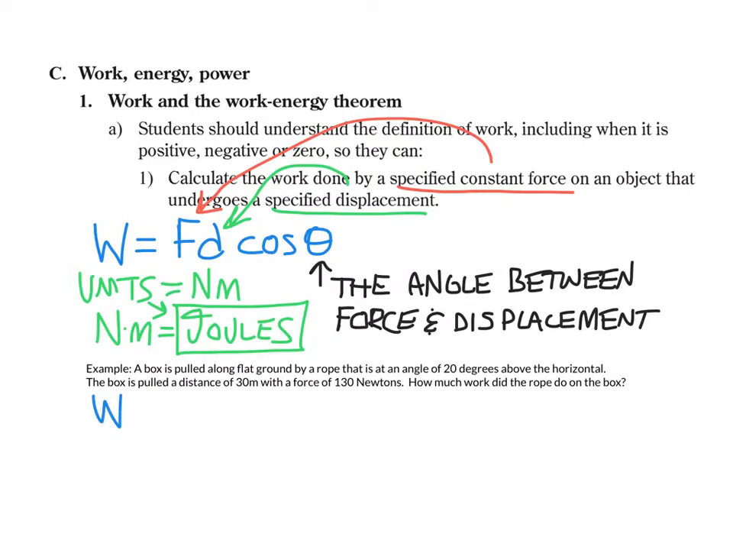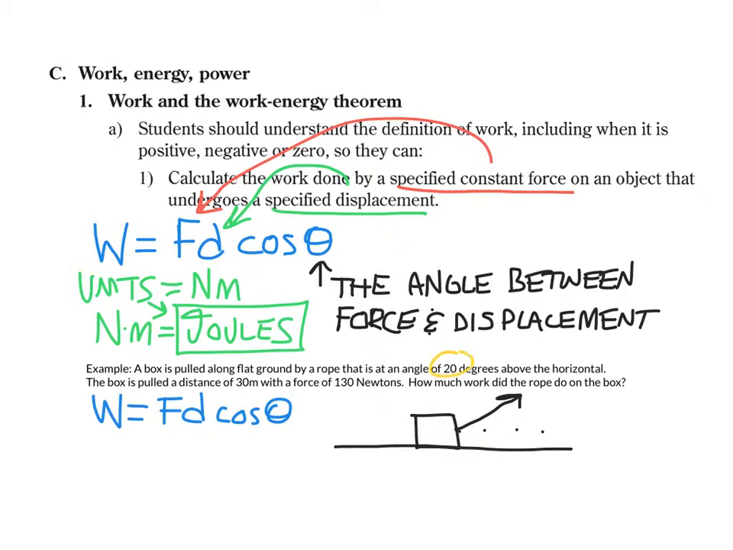Okay, so we want to know how much work the rope did on the box. So I use my work equation: work equals F D cosine theta. To get a better look at what this looks like, I'm going to draw a picture. There's a box, and the rope is being pulled up at an angle, given as 20 degrees. Now I'm looking for force. The problem says that the force is 130 newtons, and there's a distance of 30 meters, so that makes it nice.